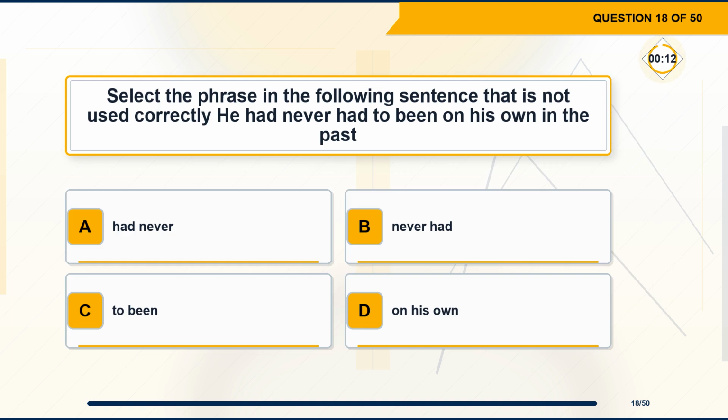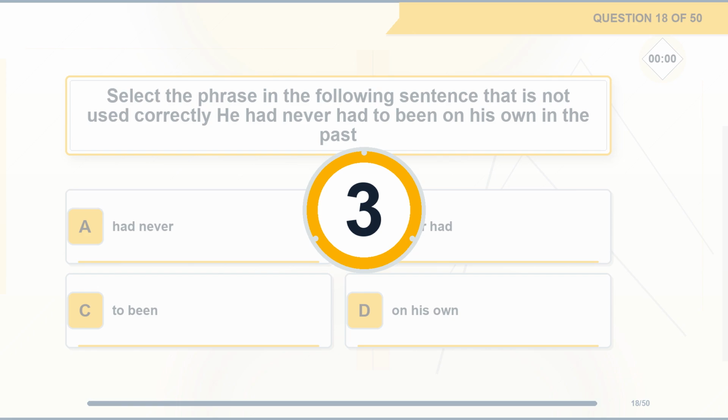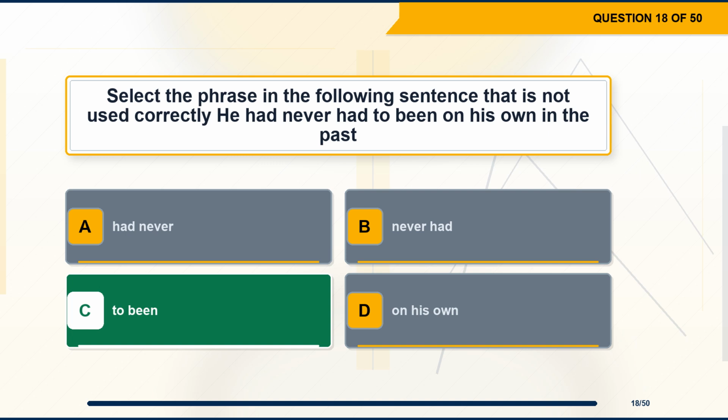Question 18. Select the phrase in the following sentence that is not used correctly. He had never had to been on his own in the past. Option A, had never. Option B, never had. Option C, to been. Option D, on his own. The correct answer is option C, to been.